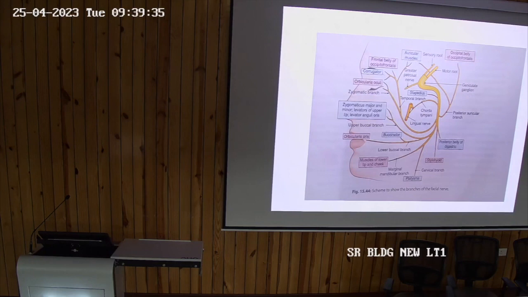Look at this one. This is the genicular ganglion. From the genicular ganglion, the nerve arising is the greater petrosal nerve. That is important, and I will talk about it in detail. The greater petrosal nerve is coming from the genicular ganglion. After this, see the next.